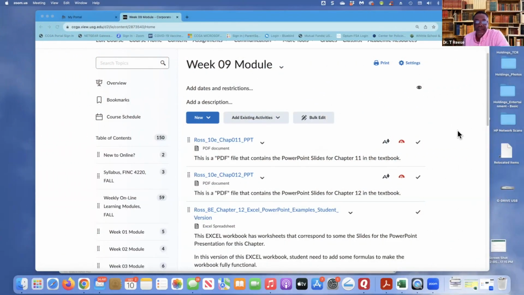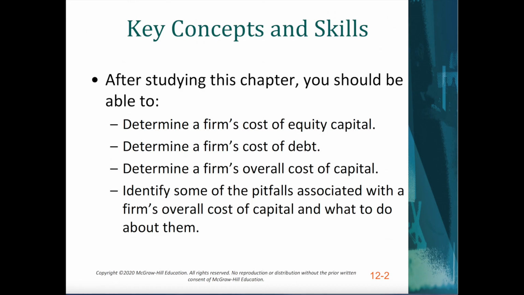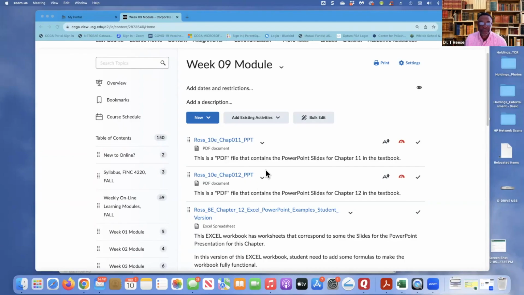All right, this week we're going to finish reading chapter 11, and you'll see that there's a PDF file here that has the slides for chapter 11, and you should move over to chapter 12, where we start talking about the cost of capital. And you're going to wrap up the risk and return material in chapter 11, and then you're going to start looking at the cost of capital material in chapter 12. Again, here's a PDF file that contains the slides for that.